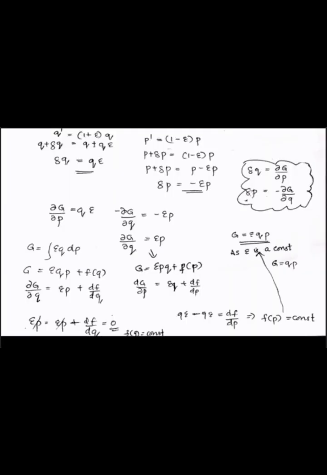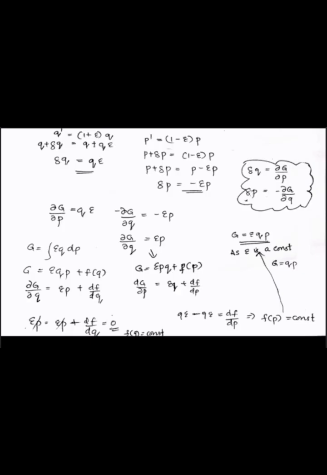That means q dash is equal to q plus delta q. So we know that here it is mentioned q dash is equal to 1 plus epsilon into q, and we know q dash is equal to q plus delta q. So it can be written as q plus delta q is equal to q plus q epsilon. That is delta q is equal to q epsilon.